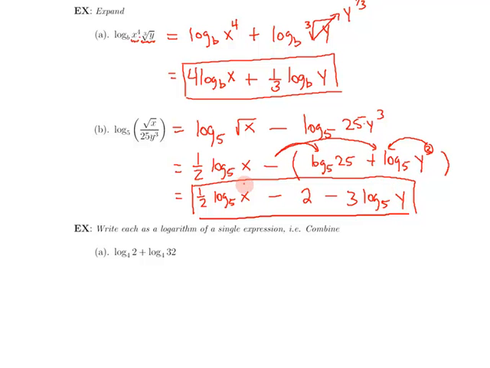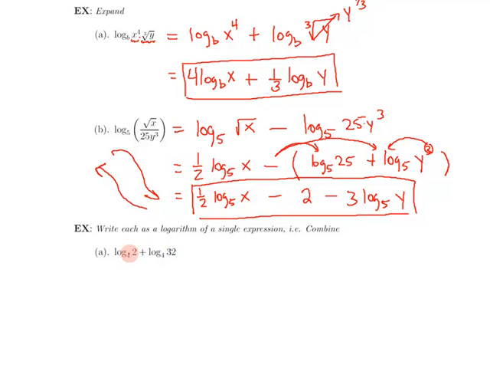And in many cases, we may want to be able to combine these things back into one. So we've gone this direction. What about going back the other way? Can we do that? And of course we can. We can apply the product rule, the quotient rule, and the power rule in reverse.